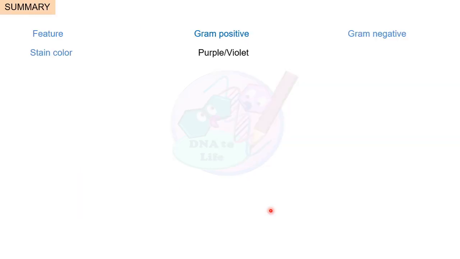So this is the summary. First, on the basis of stain color, gram-positive bacteria retain the primary stain, crystal violet, so they look purple or violet. Gram-negative bacteria lose the crystal violet stain, so they capture the safranin stain and look pink or red. Gram-positive bacteria have a very thick peptidoglycan layer, 20 to 80 nanometers, and that's why they hold the crystal violet stain very strongly, whereas gram-negative bacteria have a very thin layer, only 2 to 8 nanometers, so they lose the stain.